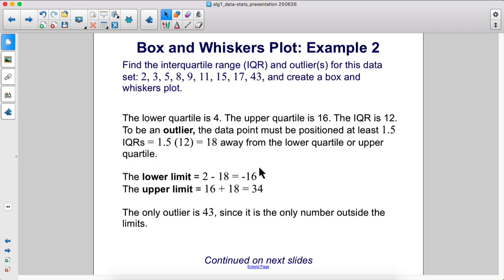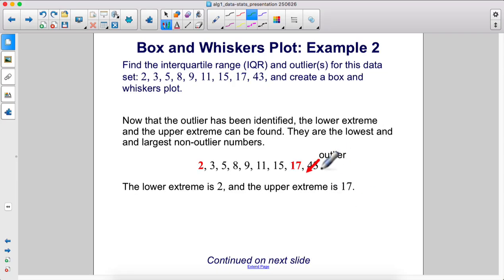The IQR is 12. To be an outlier, the data point must be positioned at least 1.5 times the IQR away from the lower quartile or upper quartile. Therefore, the lower limit would be 2 minus 18, which is negative 16, and there's no value smaller than negative 16. The upper limit would be 16 plus 18, which is 34. There is an outlier. 43 is bigger than 34, so that's the only outlier.